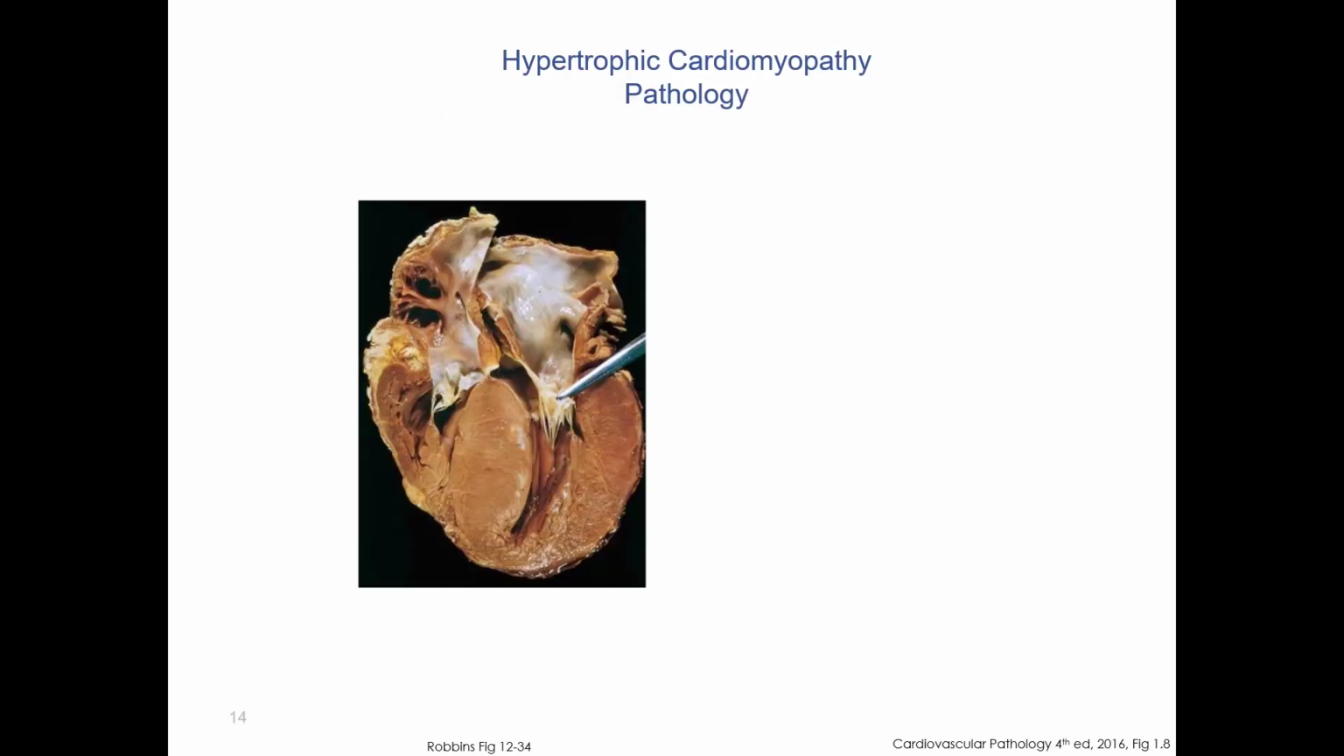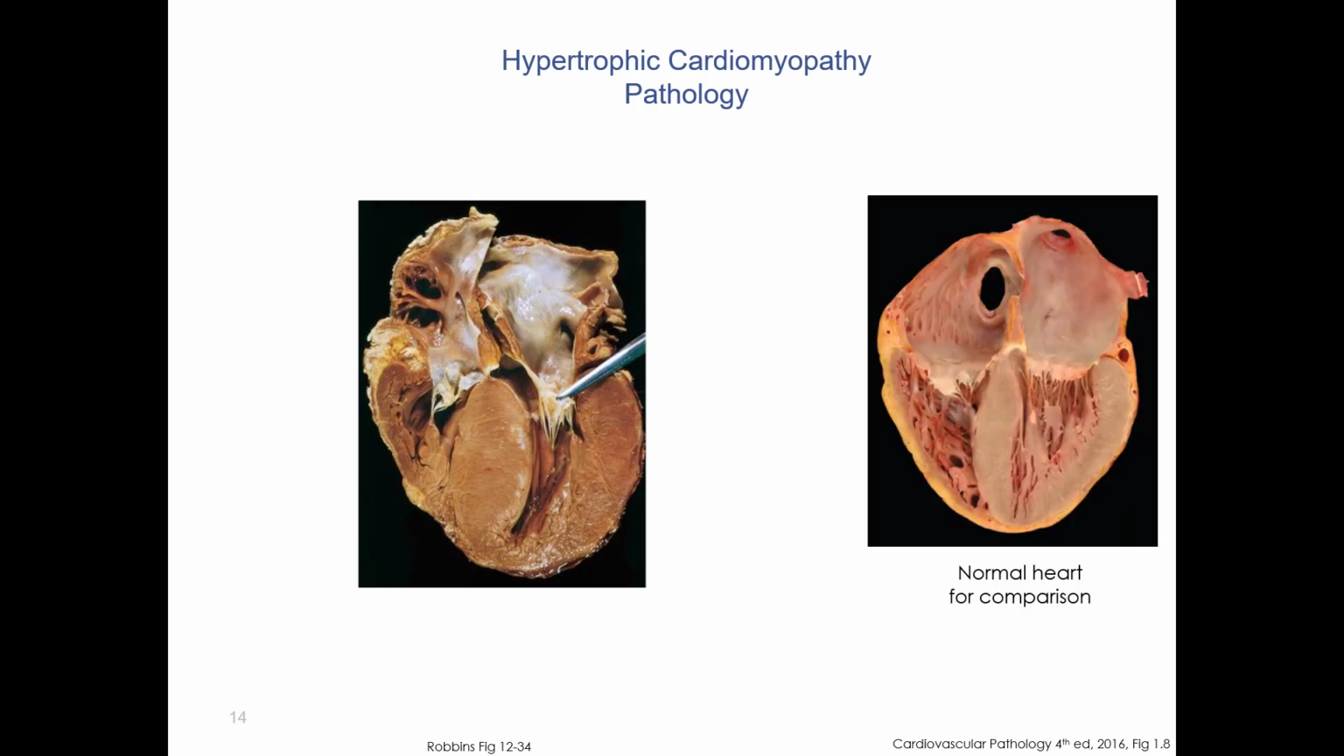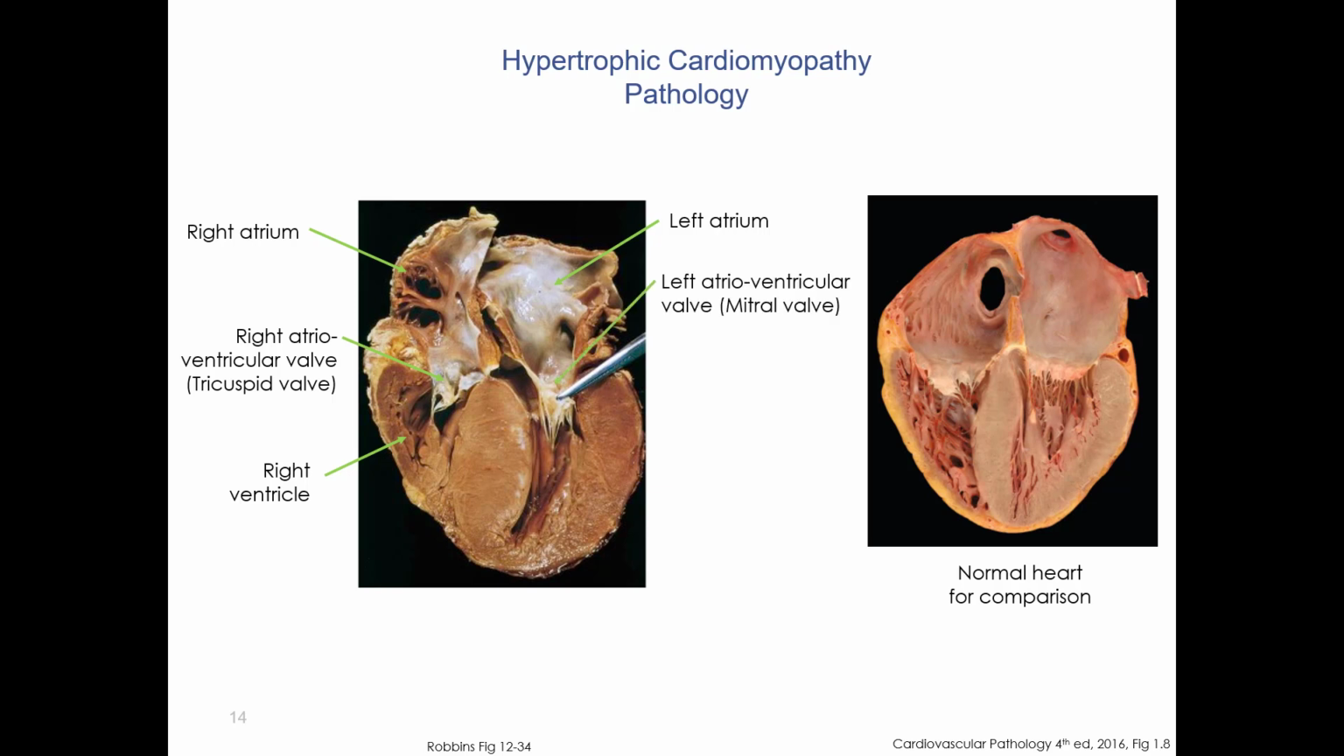Here is our heart with hypertrophic cardiomyopathy. Here is a normal heart for comparison. Let's look at normal structures to orient ourselves. Here is the right atrium. Here is the right atrioventricular valve. Here is the right ventricle. Here is the left atrium. Here is the left atrioventricular valve.